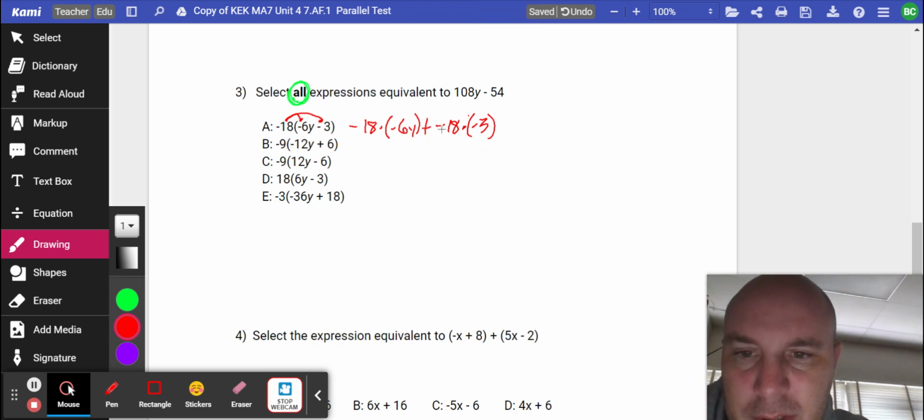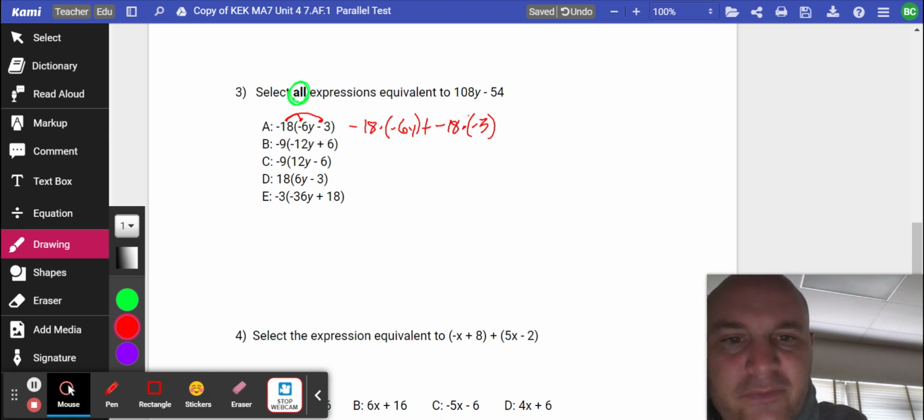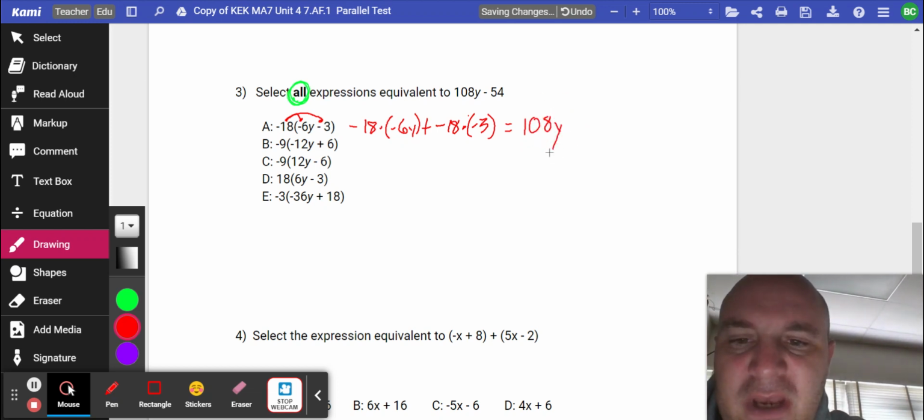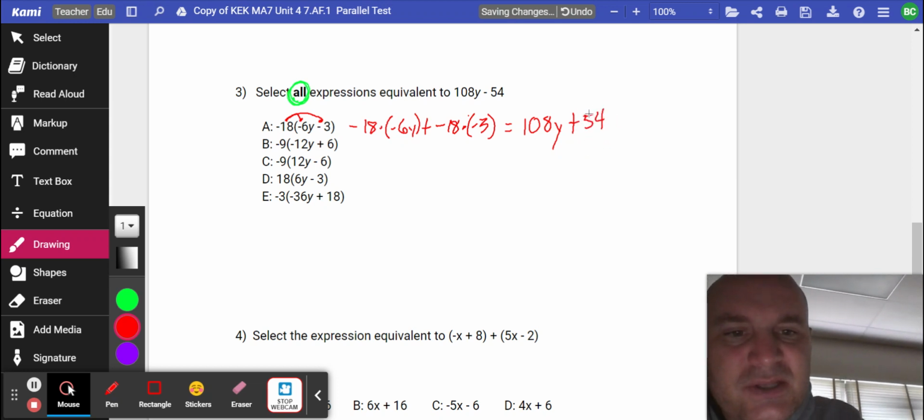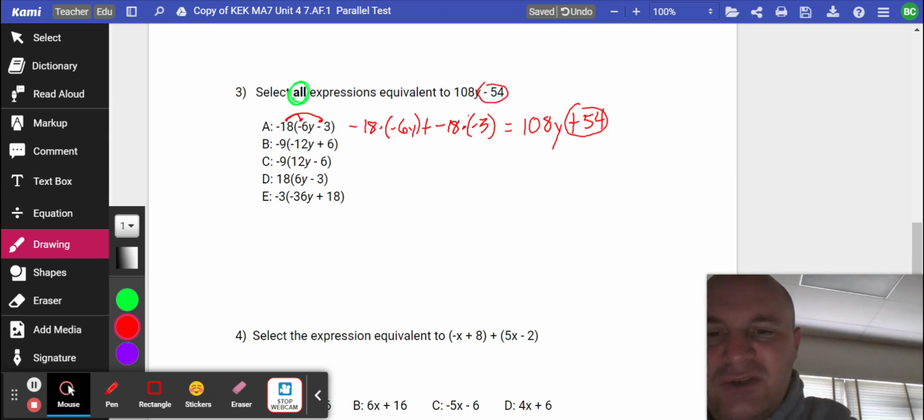When we do those, we have negative 18 times negative 6y. We know a negative and a negative is a positive, so we get 108y. Then we have a negative 18 times a negative 3, so that is a positive, so plus 54. Because that's plus 54, it doesn't match up with the minus 54, so answer A is not one of our choices.